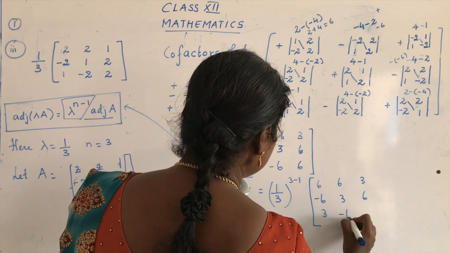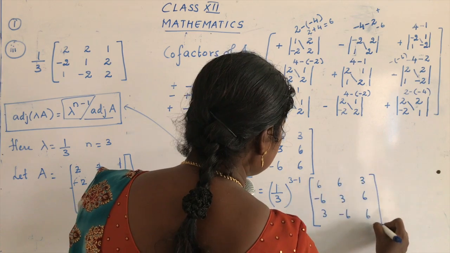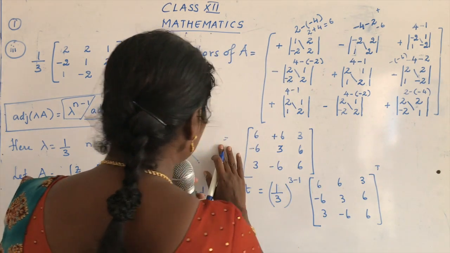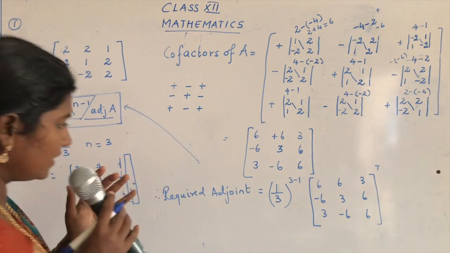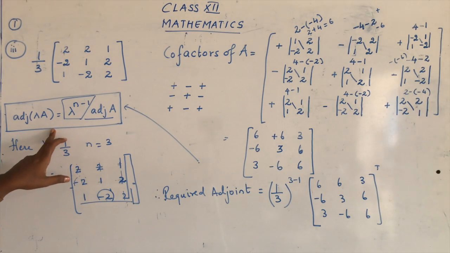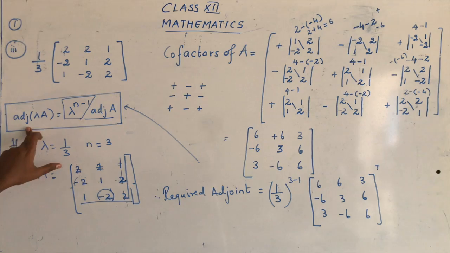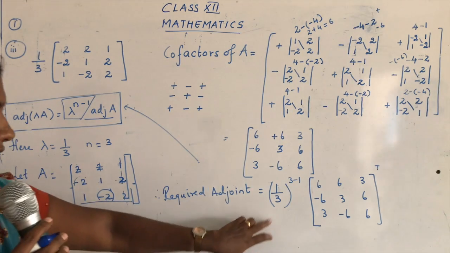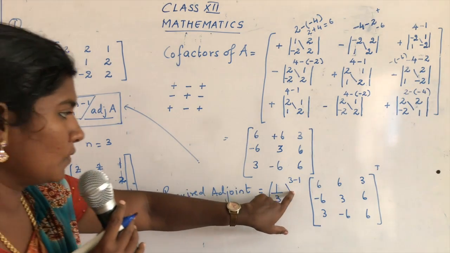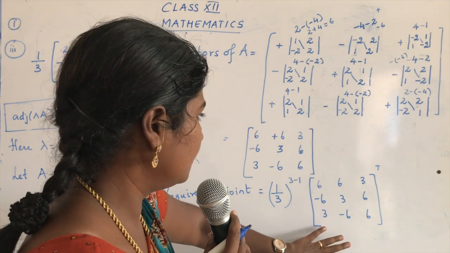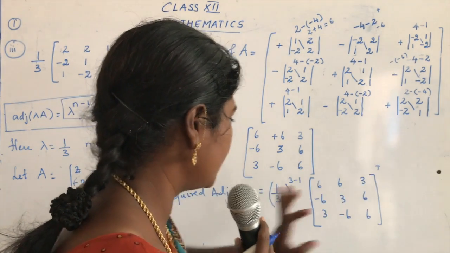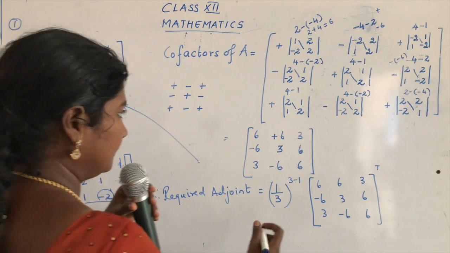So you write down here 6, 3, minus 6, 3, 6, 3, minus 6, 6, transpose. Since I have only found the cofactors over here, we need the transpose of it. So I am just filling the formula format. The required adjoint is 1 by 3, the whole raised to 3 minus 1, times the matrix 6, 3, minus 6, 3, 6, 3, minus 6, 6, the whole transpose. So let's finish our sum.